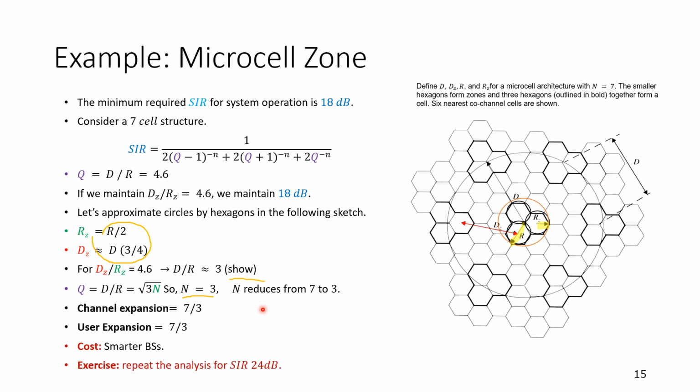Now I'll leave it for you as an exercise in the comment section. Please repeat the analysis with a different dB scale. Let's say 24 dB is the requirement, and show us how much you get in terms of numbers and what is the channel expansion.